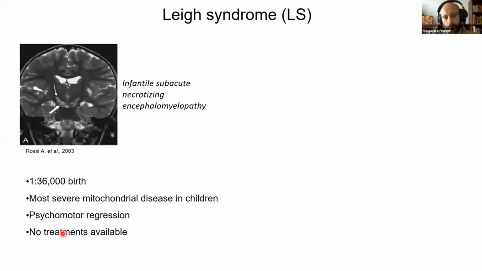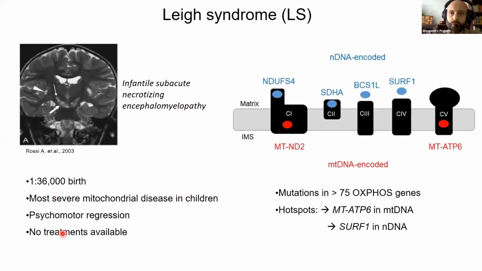This causes a disease of movement and also a mental regression, and there's no treatment available. Genetically, we know the cause. It can be caused by mutations in several genes, in the nuclear genome or the mitochondrial genome, and all these genes are involved in the production of energy by the mitochondrial respiratory chain oxidative phosphorylation system.